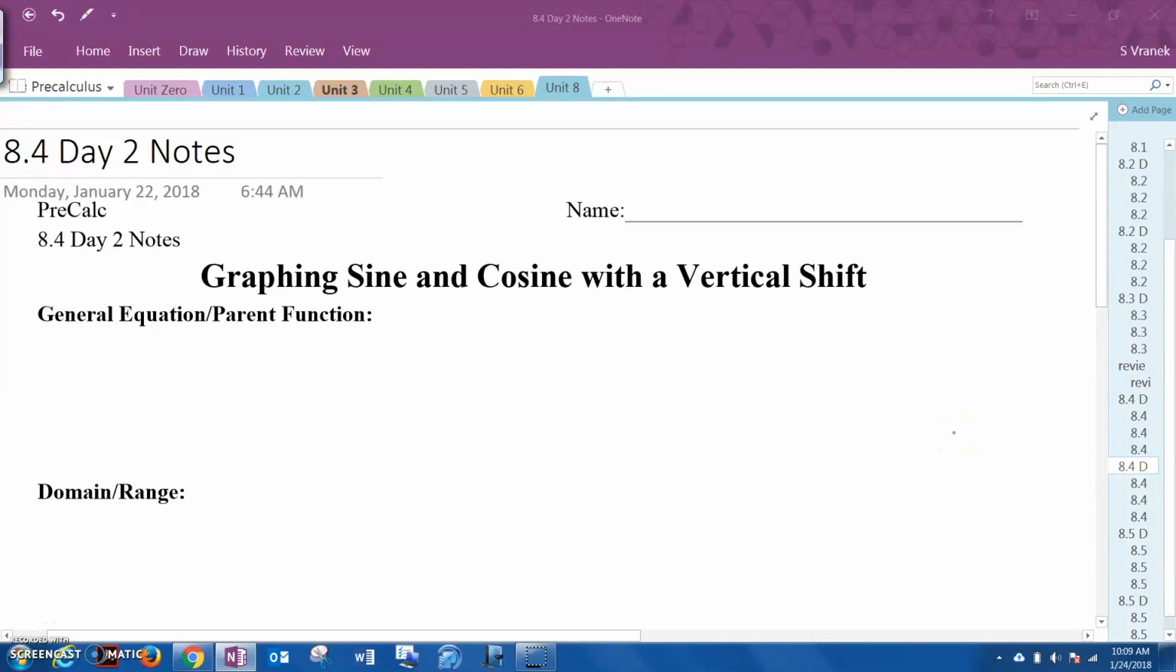Alright class, we're going to take what we did yesterday, which was graphing sine and cosine curves with no shifts, and we're going to add only a vertical shift today. So our equation is now a for amplitude, and then it's either sine or cosine, depending on what it is, bx, where b is our frequency, which we use to find the period, and then we have plus d. In this case, d is our vertical shift.